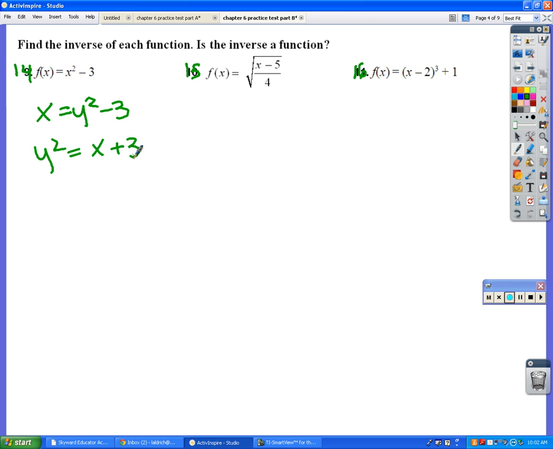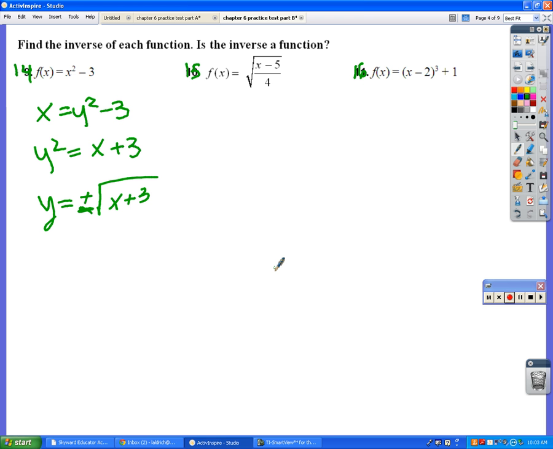You square root it. So I'm going to square root both sides and get y equals plus or minus the square root of x plus 3. Okay? Remember, when you're taking the square root, when there's variables in there, you have to do the plus or minus thing.